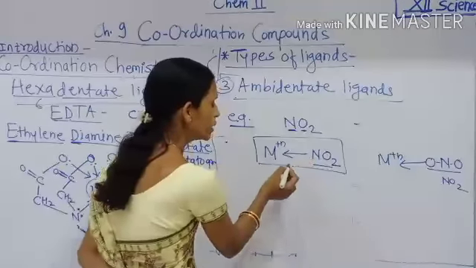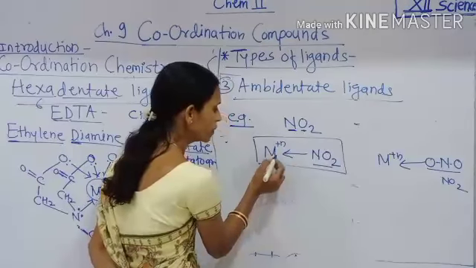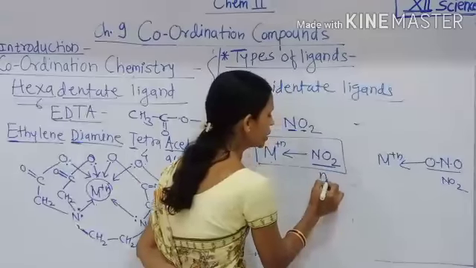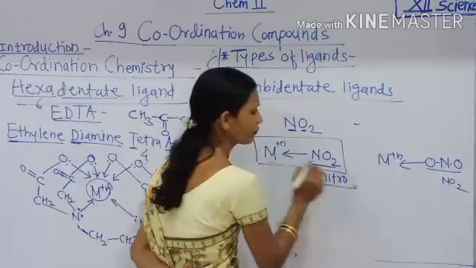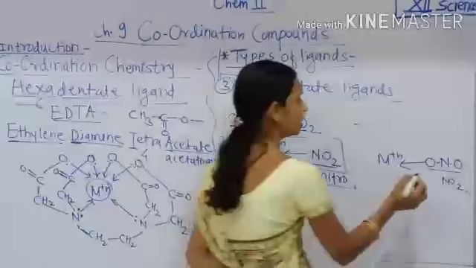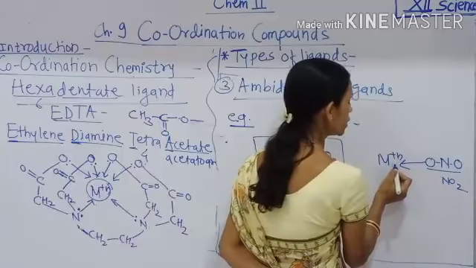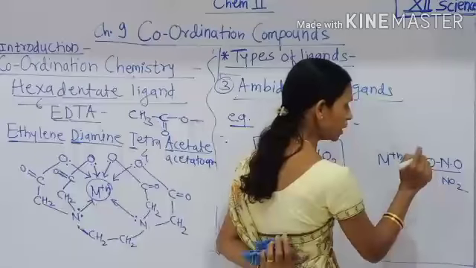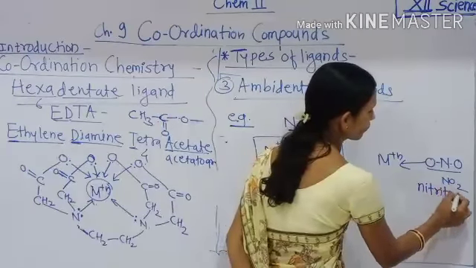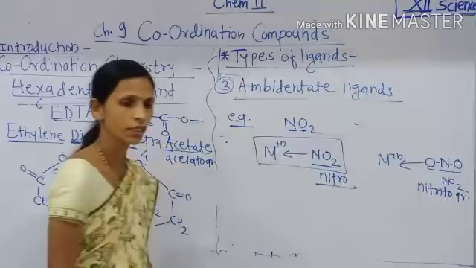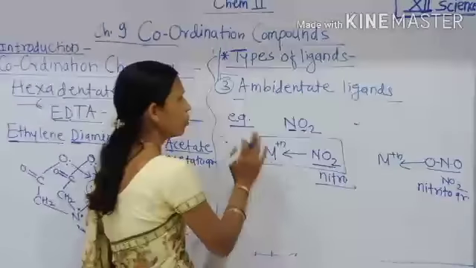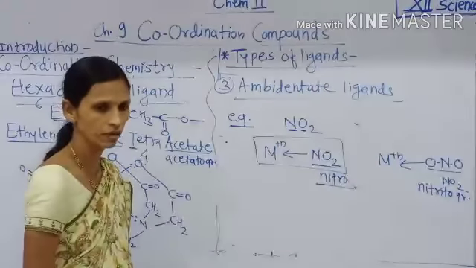When the NO2 group is attached through the nitrogen atom to the central metal ion in the coordination compound, that group is known as nitro group. But when it is attached to the central metal ion through the oxygen atom, then it is known as nitrito group. Similarly, we can discuss a few more examples of ambidentate ligands.